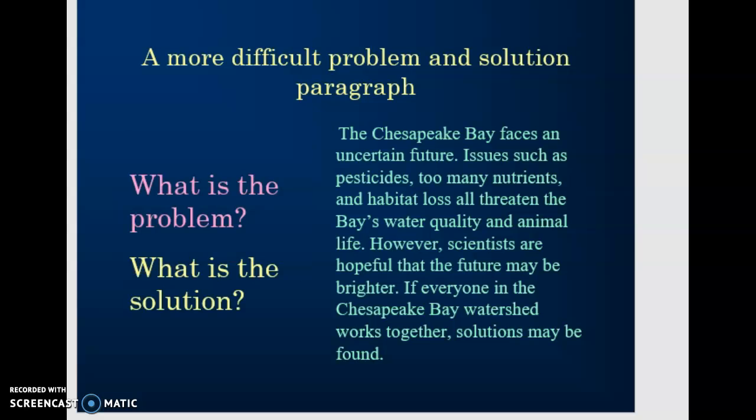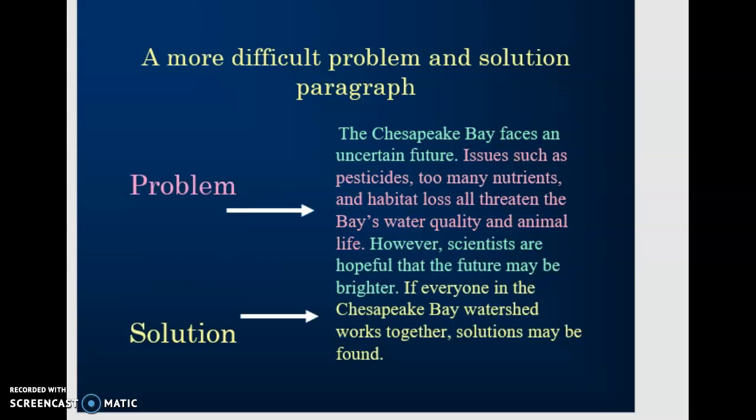Let's think about what is the problem in this paragraph and what is the solution. Take a moment to find the problem and the solution. If you said that the issues such as pesticides, too many nutrients, and habitat loss all threaten the bay's quality and animal life as the problem, you are correct. If everyone in the Chesapeake Bay watershed works together, the solutions may be found. If you identify that as the solution, you're absolutely right.